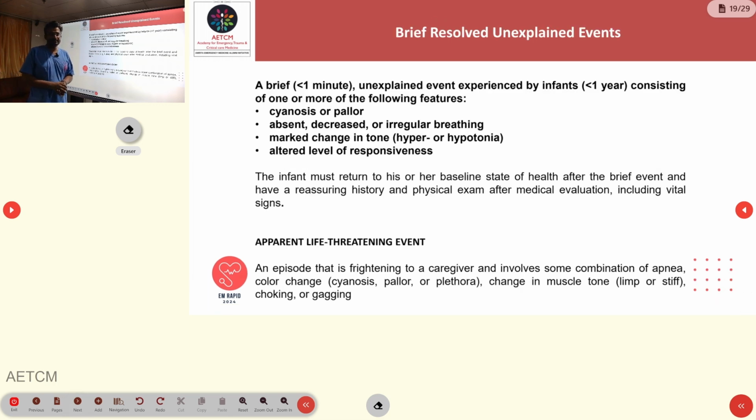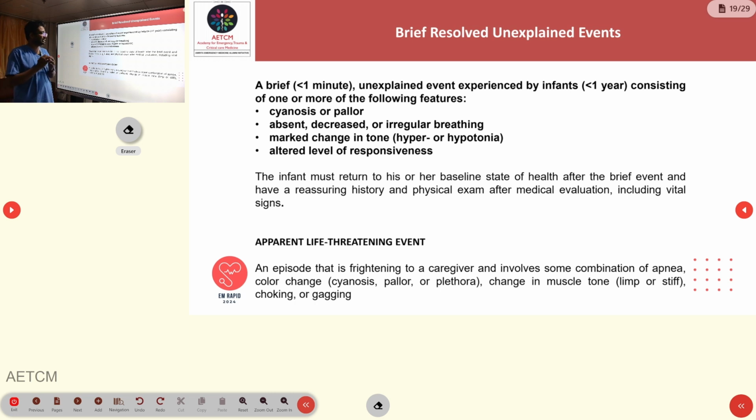The next one is BRUE, that is brief resolved unexplained events. As the name suggests, the child will be normal when being brought to the ER, but the child had a history of an unexplained event which resolved within 1 minute. Brief means 1 minute, and it is an event which occurs in infants less than 1 year. So we will go ahead with the definition.